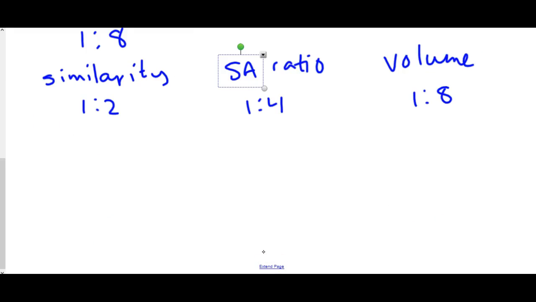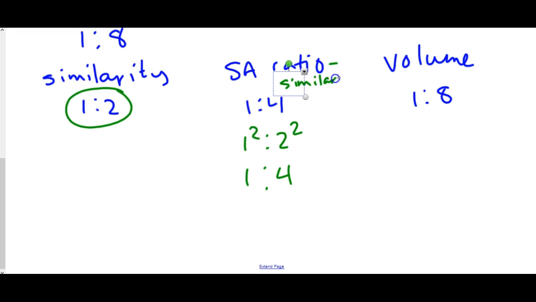Now, when we work with these, we don't want to have to find the entire surface area every time, the entire volume every time. We want to be able to come up with a shortcut. So the shortcut is that the surface area ratio is the similarity ratio squared. If I do 1 squared and 2 squared, I get 1 to 4. So surface area ratio is similarity ratio squared.